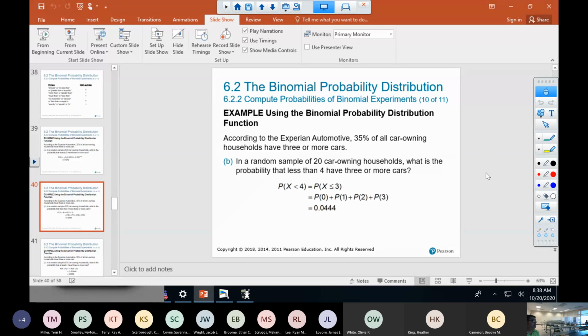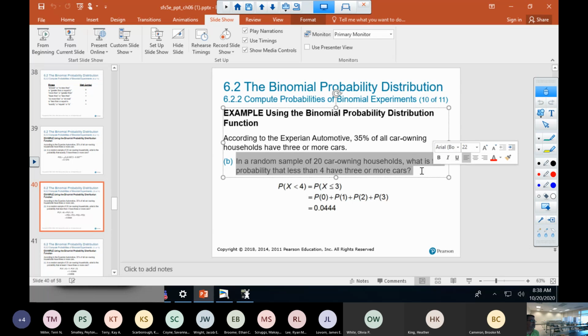And of course it shows you how to do it, but what I tell students to do, when you got a question like this, is draw a number line. Okay, so go ahead and write this question down. It's the same: 35% of all households have 3 cars. In a random sample of 20 households, what is the probability that less than 4 households have 3 cars?